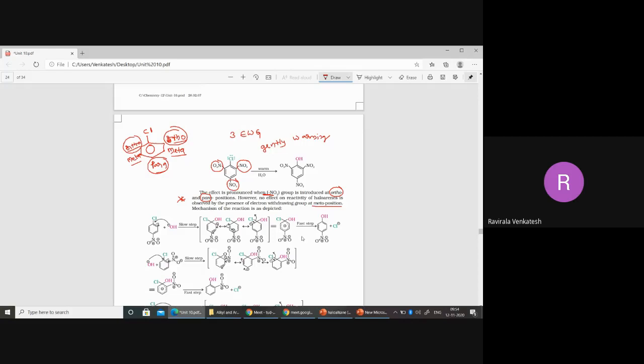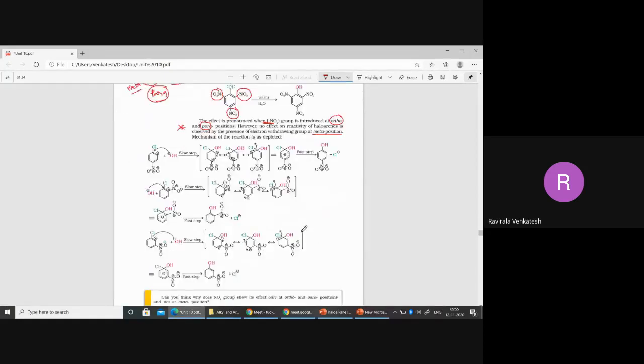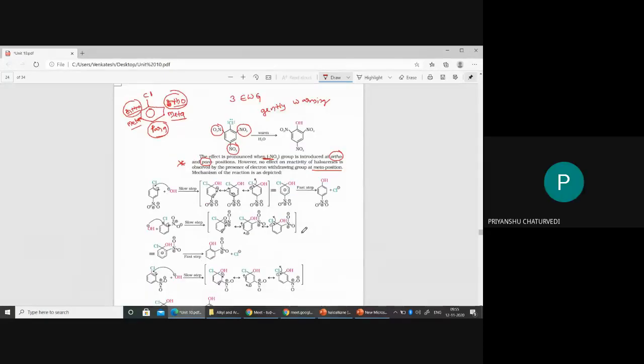So what I mean to say is that to increase the nucleophilic substitution reaction effect, we need to place electron withdrawing groups at which position, beta? Tell me. Ortho and para positions, isn't it?